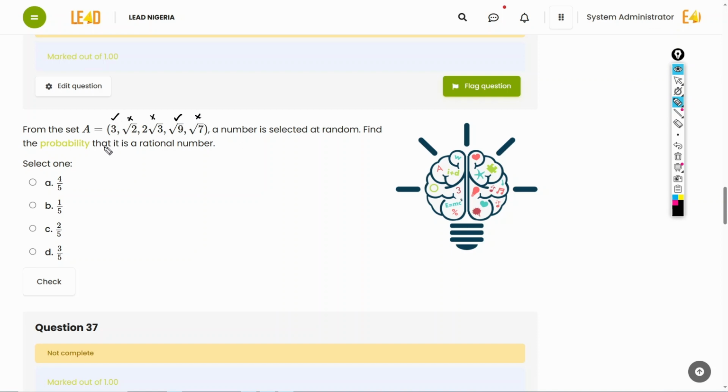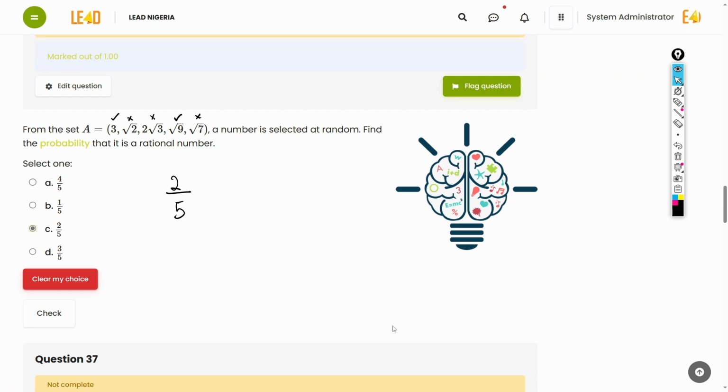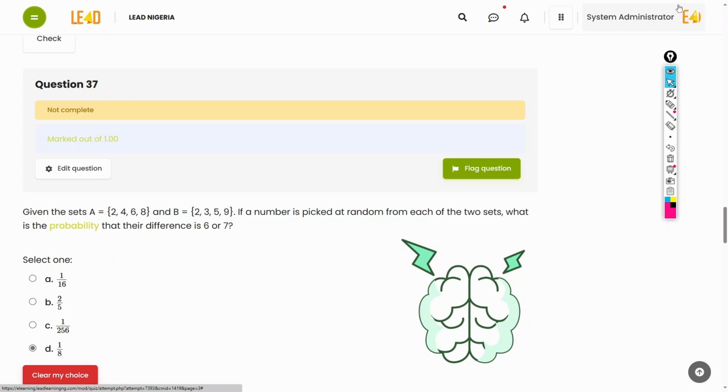So how many rational numbers do we have there? All right, we have 2. So that's 2 in 1, 2, 3, 4, 5. So 2 in 5, that's C. Option C is correct. All right, so we go on to question 37.